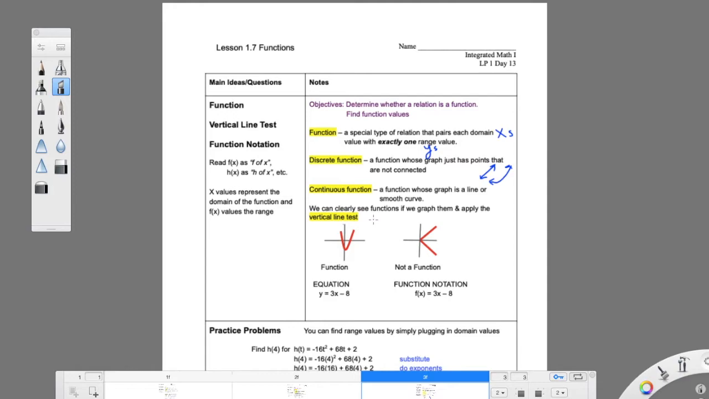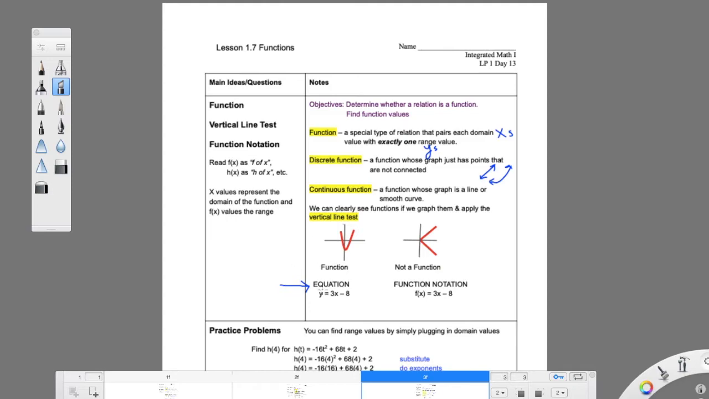All right, so down here we're just looking at the difference between the two, and I'm going to come back over here in just a second. So this is actually defining this piece here. We have function notation, and we read function notation this way. F and x in parentheses, we say f of x. If it's h, then we say h of x. That's how we read function notation.